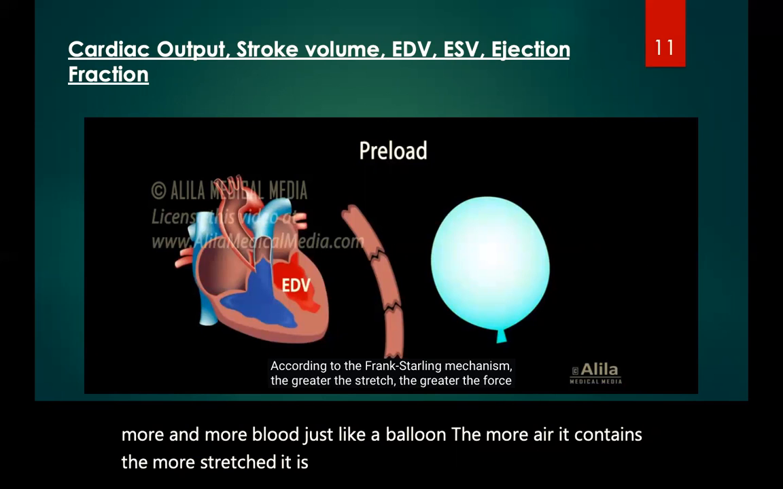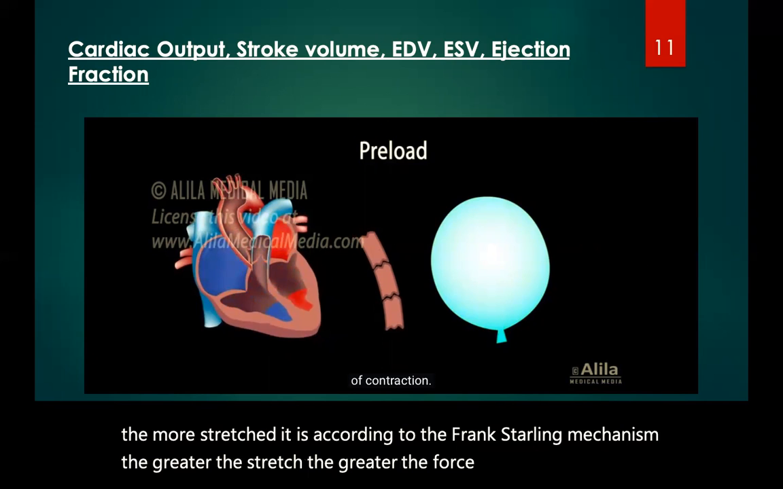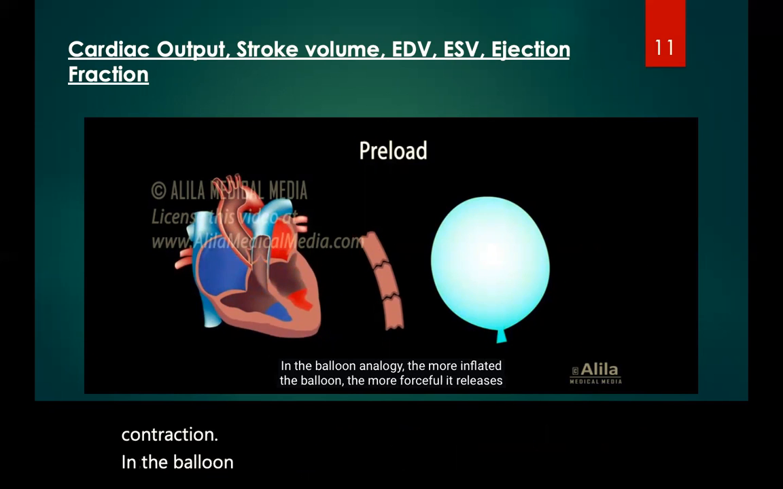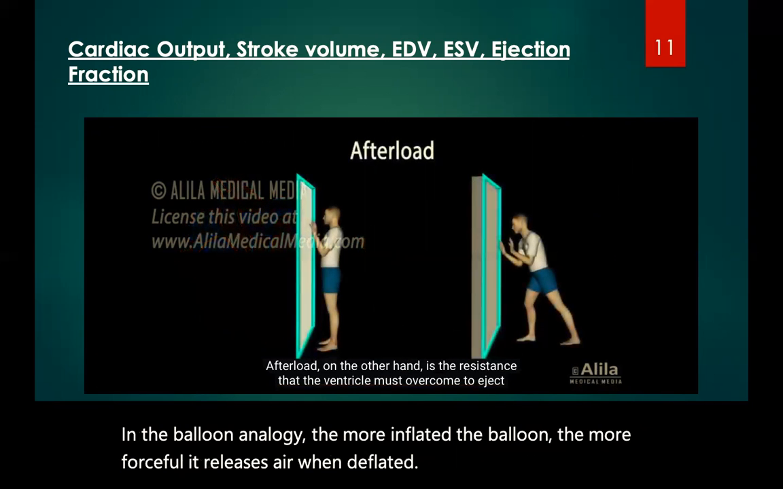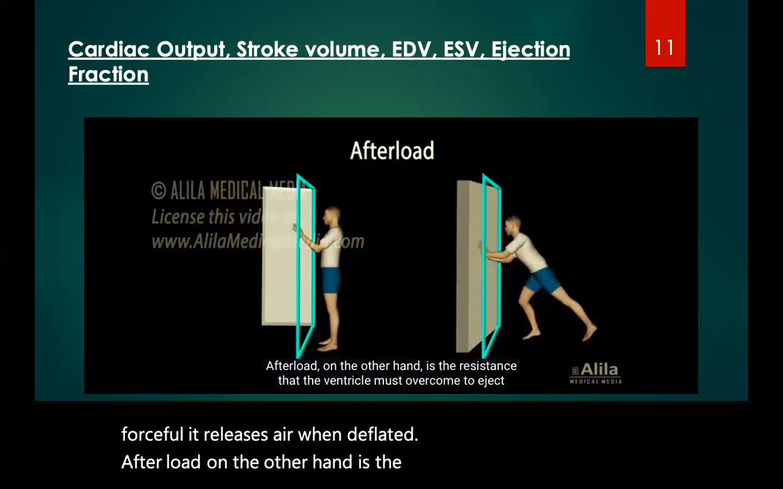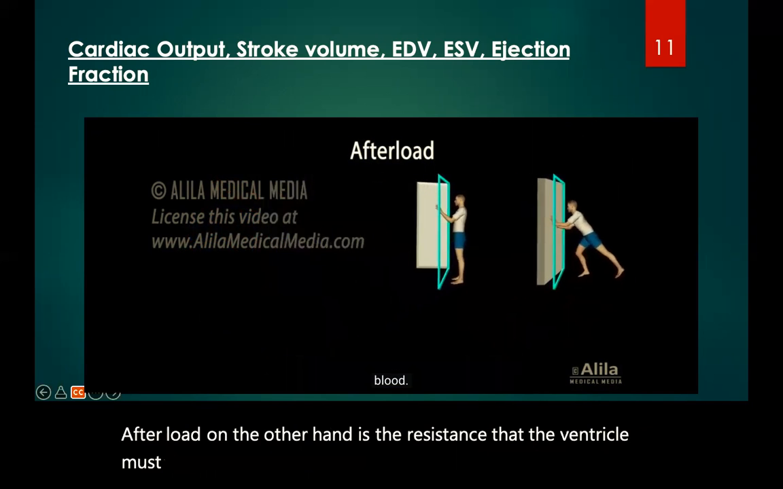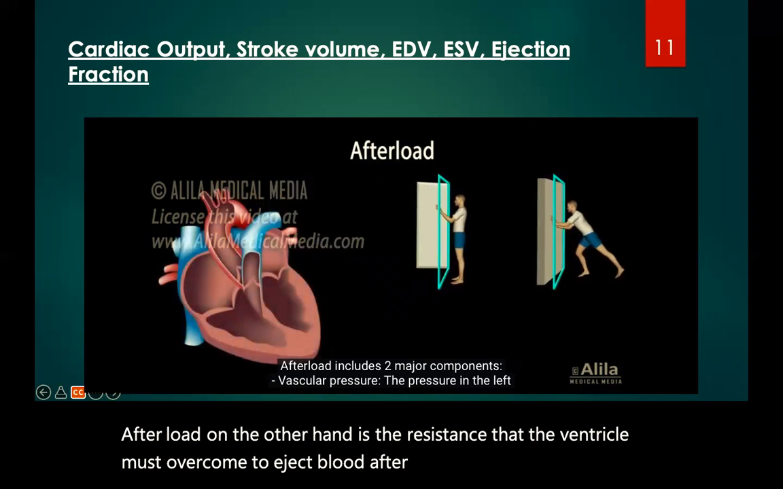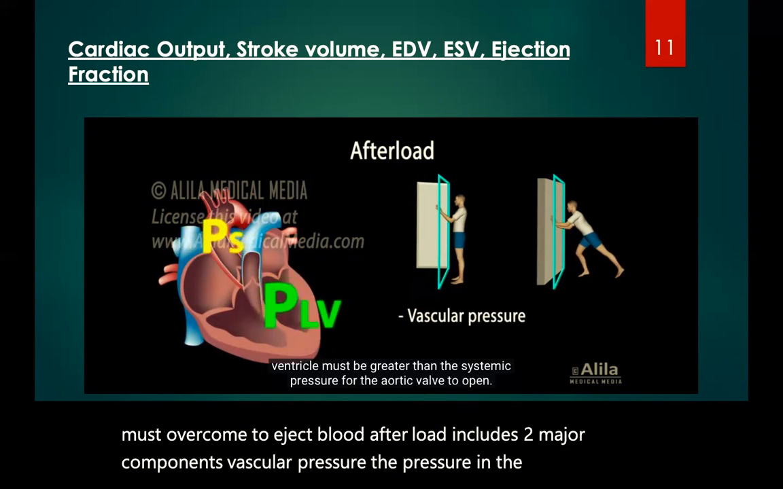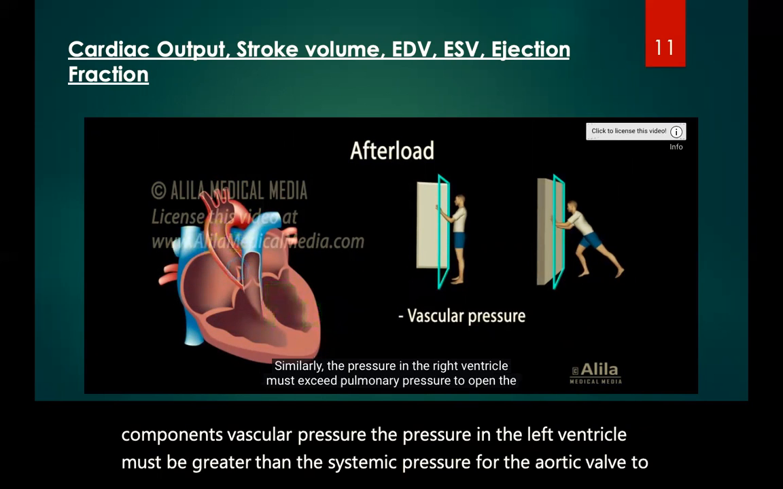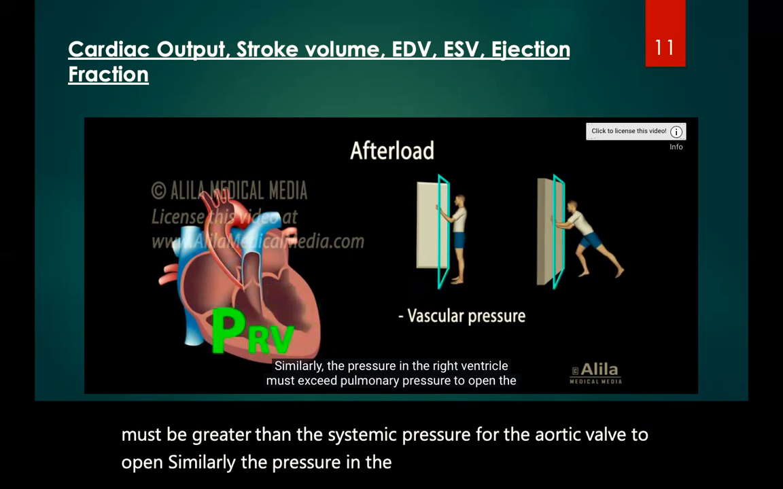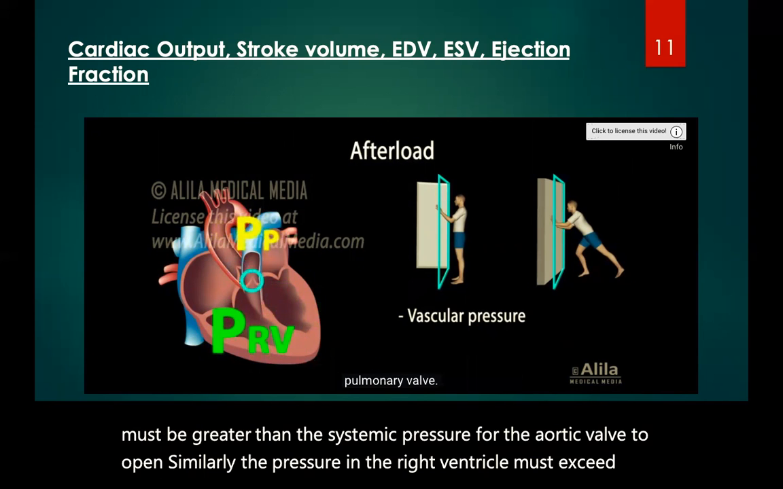This is because the stretch level of the wall of a ventricle increases as it's filled with more and more blood, just like a balloon. The more air it contains, the more stretched it is. According to the Frank-Starling mechanism, the greater the stretch, the greater the force of contraction. In the balloon analogy, the more inflated the balloon, the more forcefully it releases air when deflated.